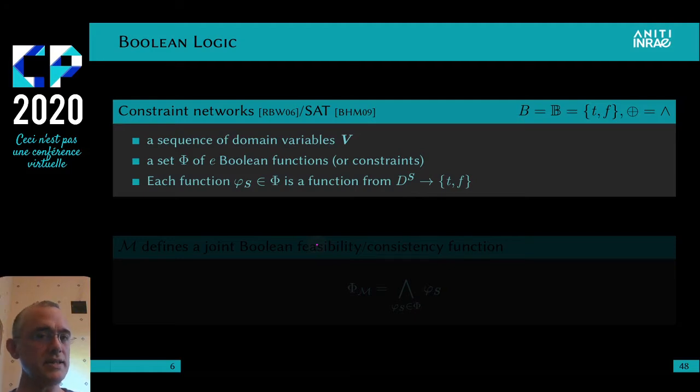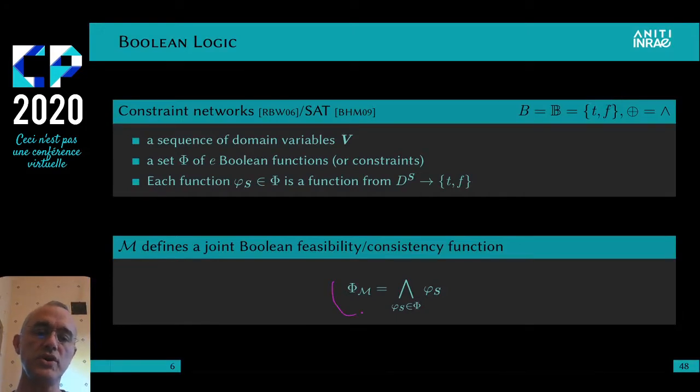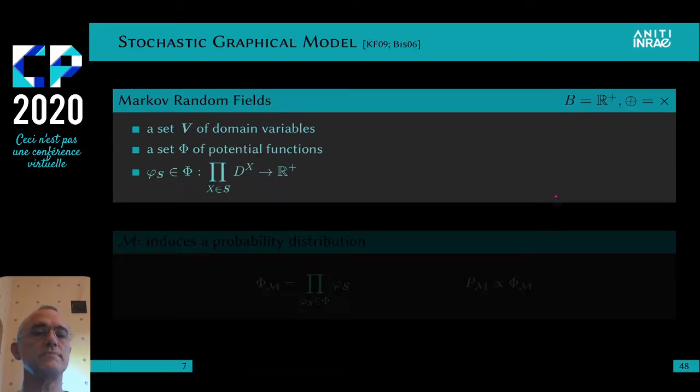Examples for constraint networks and SAT. You have a sequence of domain variables. You have a set of Boolean functions because essentially you are defining what is a solution or what is not a solution. So a solution will be considered as true and a non-solution as false. And then it's very simple. The joint function will be the logical conjunction of all these small functions which emit Booleans. And that's it. You have defined constraint networks and SAT, well, or let's say CNF formulas, at the same time, just changing the language for functions.